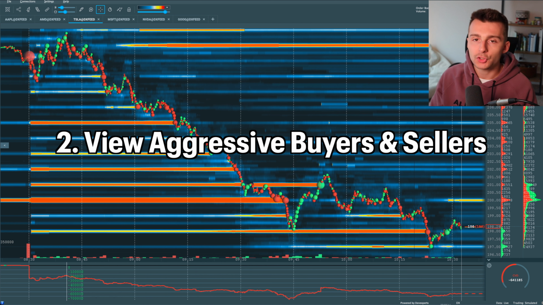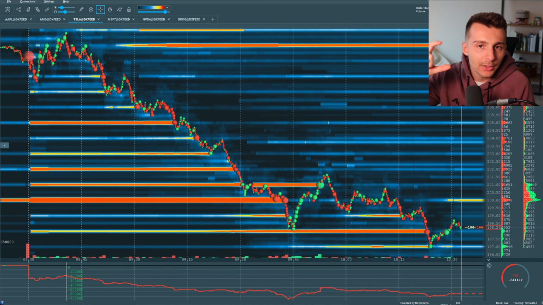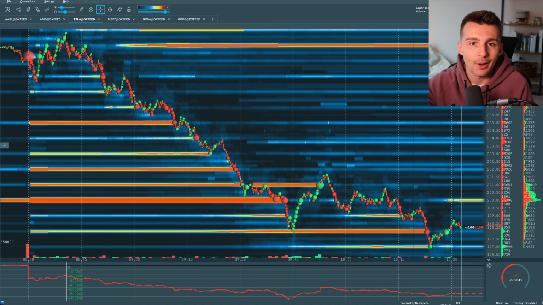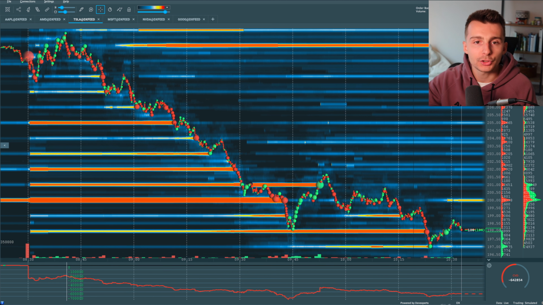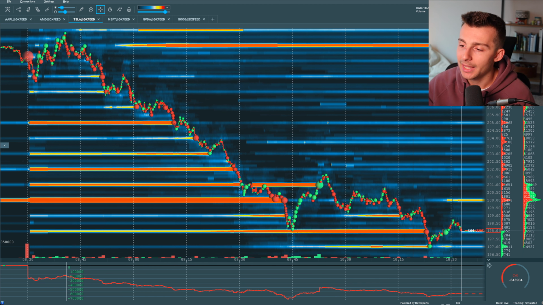Now, there are two ways we can go about viewing this. What we have right now on the screen is a lot of these big dots. The bigger the dot, the larger the volume at that time from the buyer or the seller. Generally speaking, larger red dots mean more aggressive sellers, and larger green dots mean more aggressive buyers. And you'll notice that we see those dots at a lot of these key areas of liquidity.